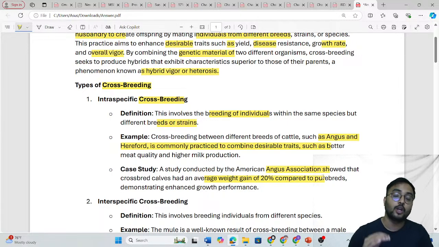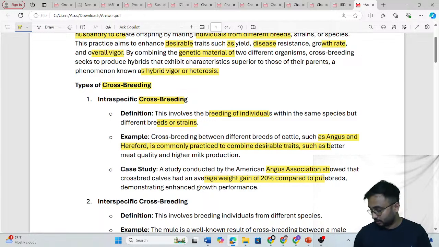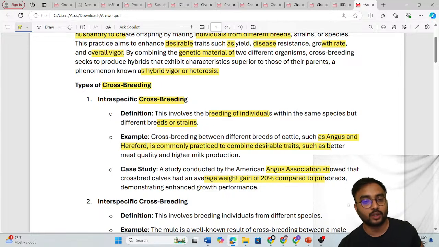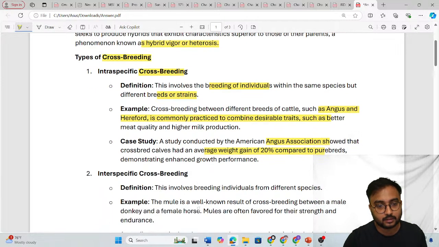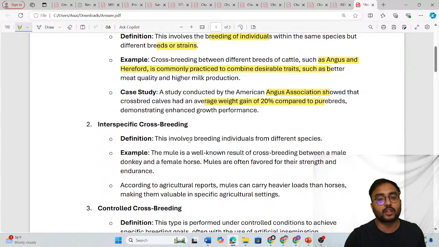So it is having more genetic makeup than pure breeds. So once you understand this, intraspecific is nothing but between the same species, but breeds are different. Okay. Now let us come to interspecific. Interspecific, when we are talking about it, involves breeding of individuals between different species, as I told you.